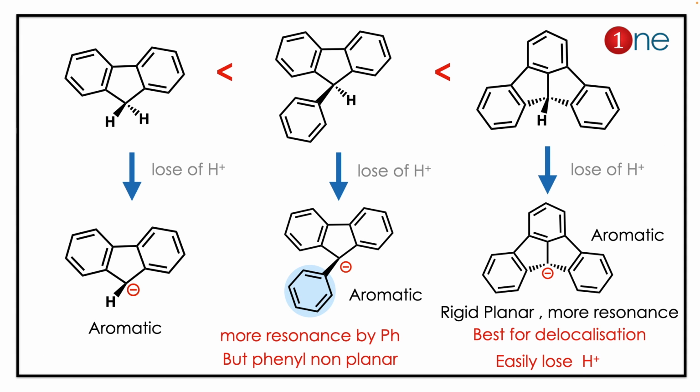Here two different concepts are working around. Because all of the compounds are aromatic, all have 4n plus 2 electrons, so it is aromatic. So that is not the problem here. You have to know which intermediate will be stabilized more. Here a negative charge is formed.